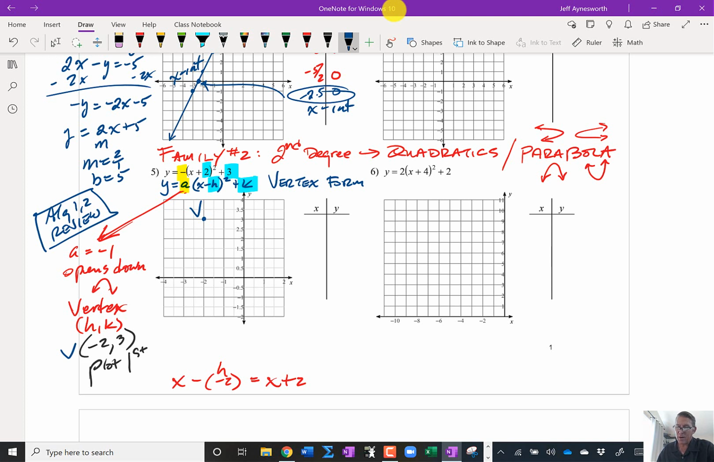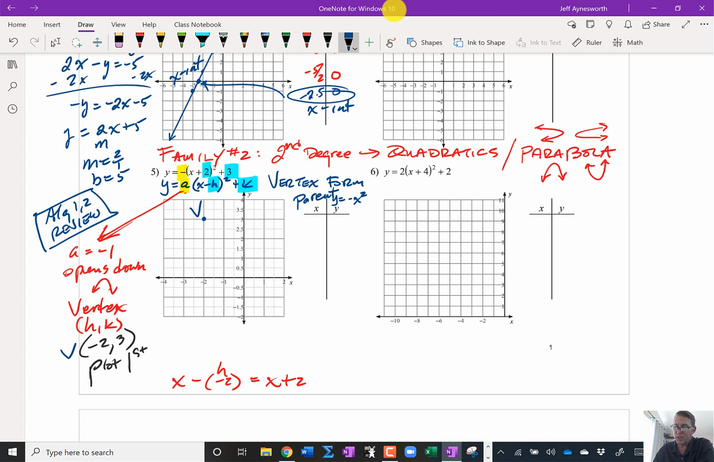And then from there, it opens down. But what's the shape of it? Because a is -1, the parent function is y equals -1x squared. There's your parent function. We call this the parent, because the function we're given is the offspring. It has the same shape as the parent, but it's just been shifted. The vertex of the parent function has been shifted 2 units left and 3 units up.